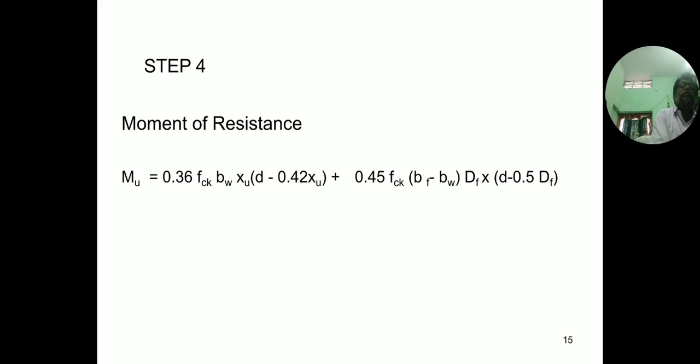Annexure G 2.2. Note down: moment of resistance is 0.36 FCK BW XU into (d minus 0.42 XU), which is the moment of resistance in the web, plus the moment of resistance in the flange, 0.45 FCK (BF minus BW) into DF into (d minus 0.5 times DF).